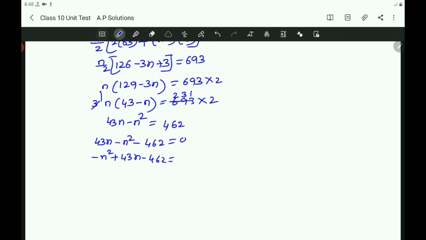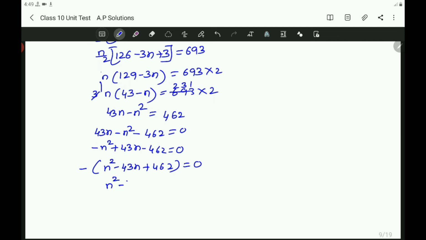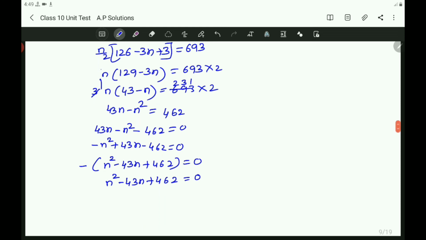Now equals 0. So you remove the minus. If minus is removed outside, in the bracket you will get n square minus 43n plus 462 equals 0. So you got the quadratic equation n square minus 43n plus 462 equals 0. Then here you have to factorize it by taking the product and sum, which you have learned in your previous classes, and in the arithmetic progression chapter also this type of questions are there. So let us factorize it, taking the sum and the product.